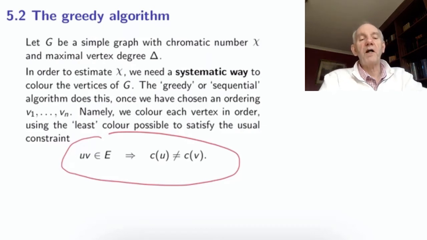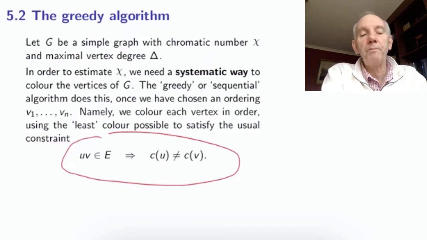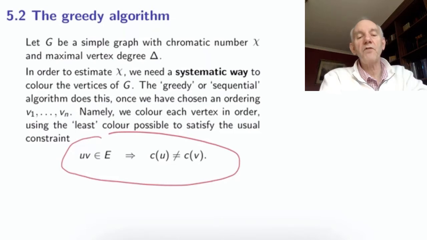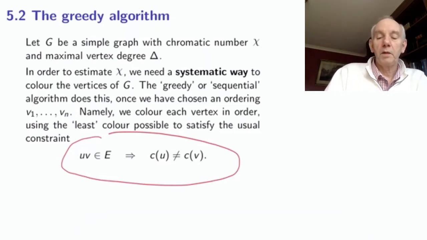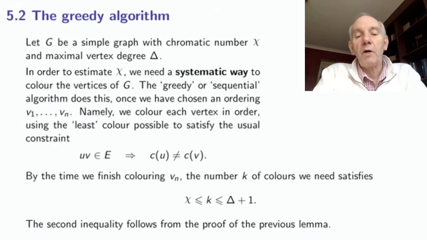So we would start by giving V1 the colour alpha, and then if V2 is adjacent to V1, that would be given the colour beta. If not, it could be given alpha, and so on. I'll do some examples in a moment. That is the greedy algorithm. Now, once we've applied that to all the vertices, we've got to Vn, that will require a certain number of colours.